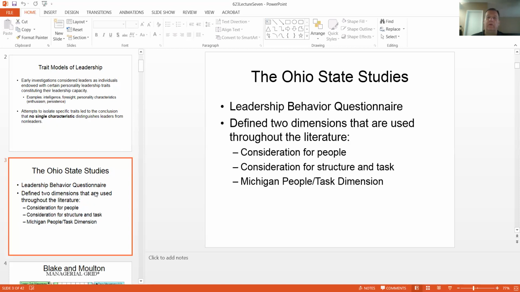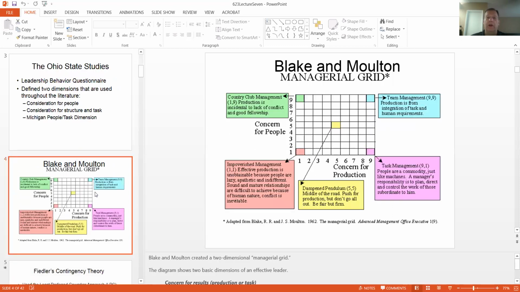So how does this concern for people versus concern for task play out in terms of leadership styles? On the chart on the screen, you'll see the Blake Mouton managerial grid. The concern for people and the concern for production, or getting the job done, form the two axes. On the y-axis, concern for people runs from a low score of 1 to a high score of 9. Concern for production on the x-axis also ranges from a low score of 1 to a high score of 9.